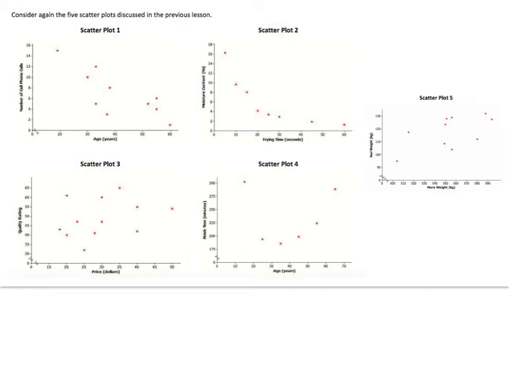So let's look at these 5 plots and discuss them. Okay, we've got 5 different scatter plots. So let's look at them and see if we can figure things out. So you have these in your notes. The next slide's not going to have each picture, but you can refer back to your notes.